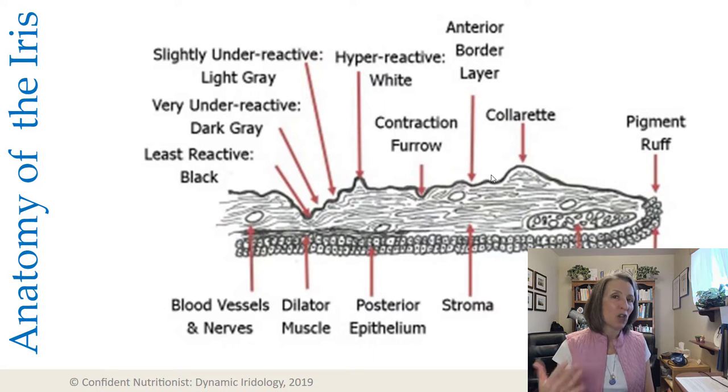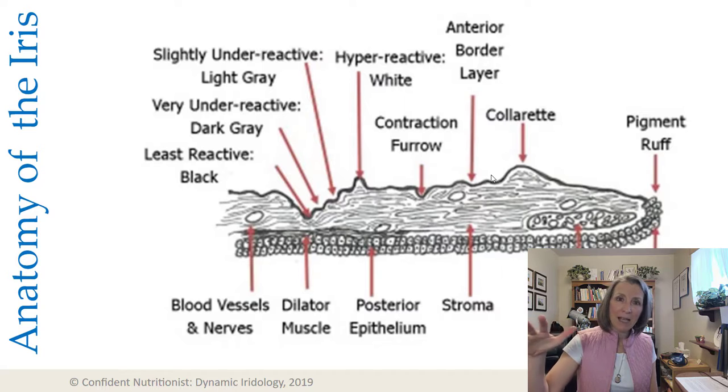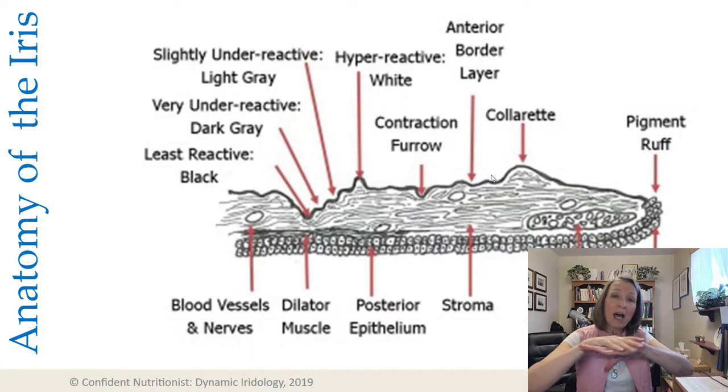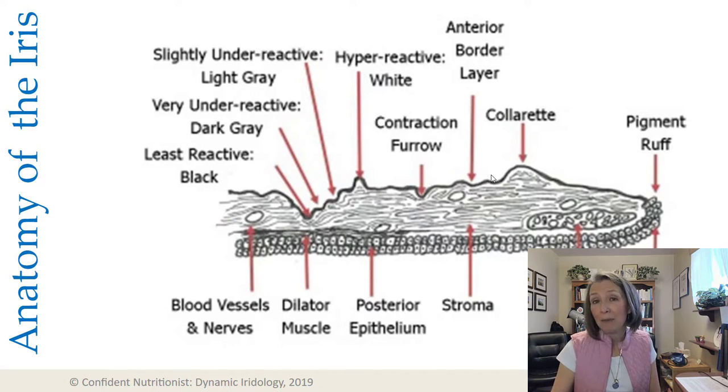If we have a very darkly colored eye, so dark brown eye, for instance, there's enough pigment there that it's actually sitting on top of the fibers and it hides the fibers. And that means we don't get to see all of the features.